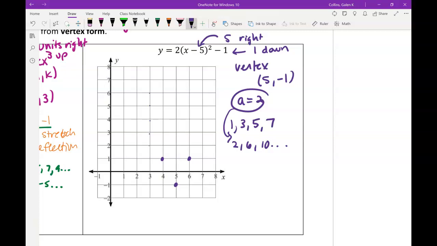Oops, well, if it lets me do it. All right, there we go. Those are the only points that are going to fit on our graph. So we could just draw our parabola through that. And again, that 2 stretches everything up by a factor of 2.